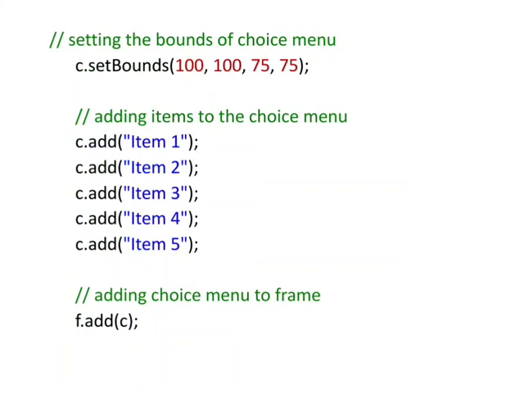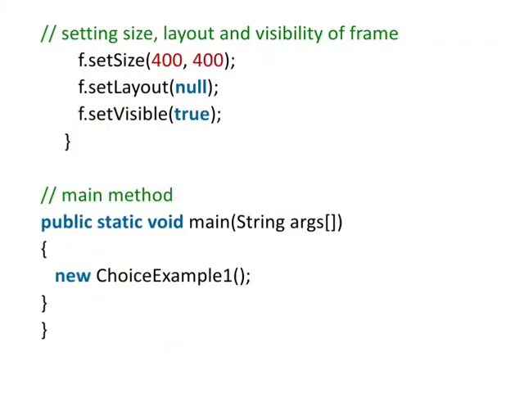Then adding items to our choice menu: c.add("Item 1"), c.add("Item 2"), c.add("Item 3"), c.add("Item 4"), c.add("Item 5"). Then adding the choice menu to the frame: f.add(c). Then setting the size, layout and visibility of the frame: f.setSize(400, 400), f.setLayout(null), f.setVisible(true). Main method: public static void main(String args[]), new ChoiceExample1(), closing curly bracket.